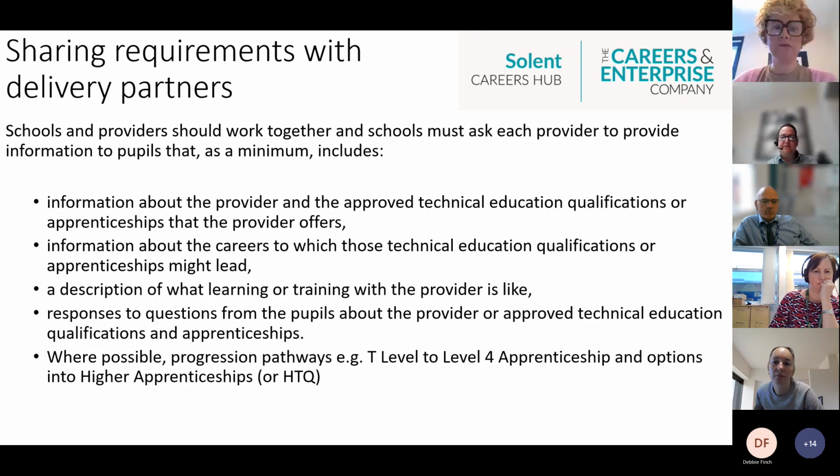Information about that provider and the approved technical education qualifications or apprenticeships that the provider offers. Information about the careers to which these technical education qualifications or apprenticeships might lead. A description of what learning or training with this provider is like. Responses to questions from pupils about the provider or approved technical education qualifications and apprenticeships, and where possible, progression pathways.